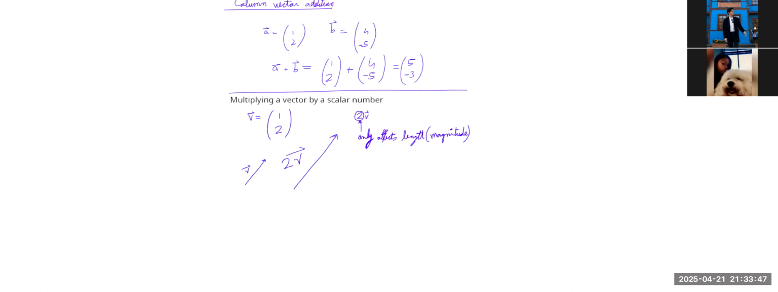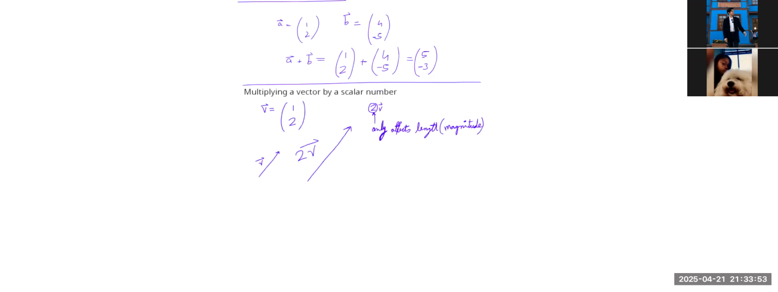So multiplying by 2 essentially means the magnitude of the vector became twice. So if v is (1, 2), 2v will be 2 times (1, 2), which is, by the way, (2, 4). So scalar multiplication literally just works as normal algebra. Is this clear? Now here's the cool part. Let's find the magnitude of v. What is going to be the magnitude of v? This is v, by the way.